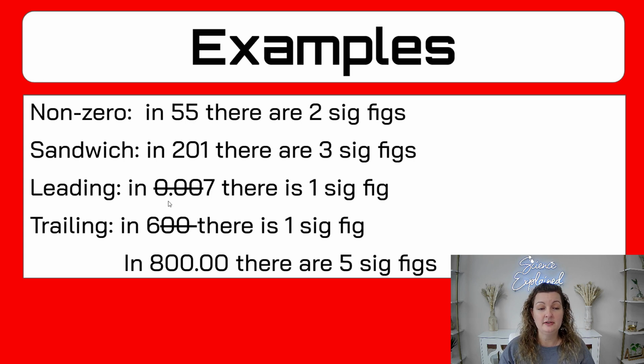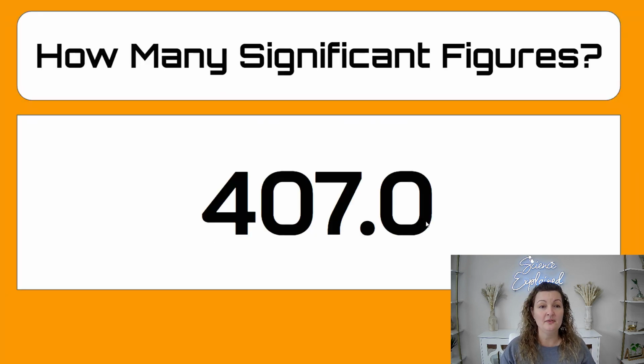And then the trailing zeros in the number 600, there's only going to be 1, and that's the 6. We do not count trailing zeros unless there's a decimal. So if you look at this 800.00, there's actually now 5 significant figures there. We're going to count each one of these digits because there is a decimal, making these significant because we're getting more and more accurate as we put in those decimals. All right, so let's try a couple and see if we got this.